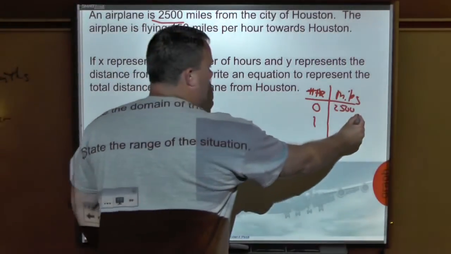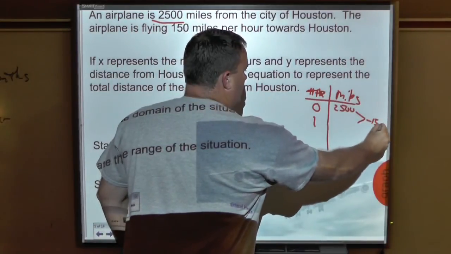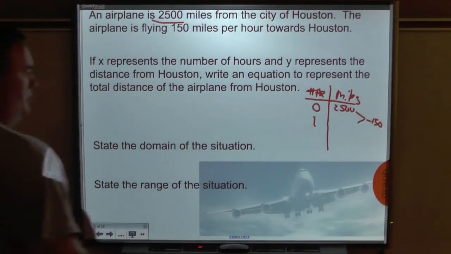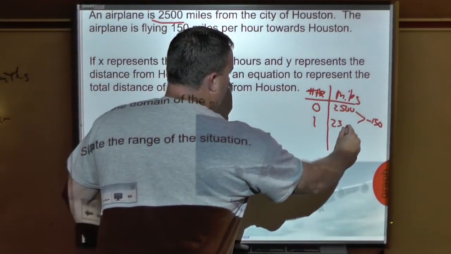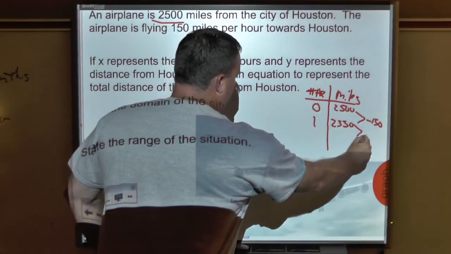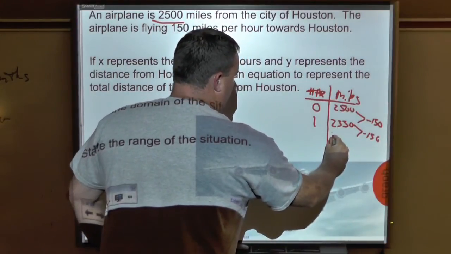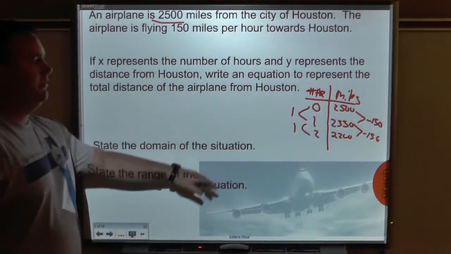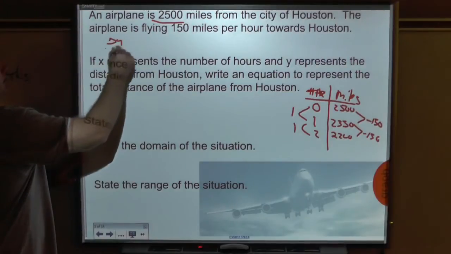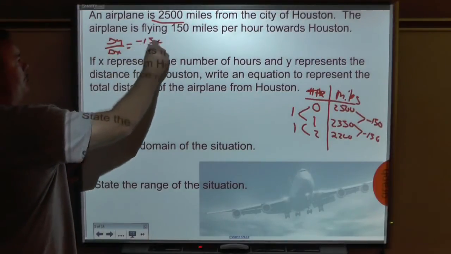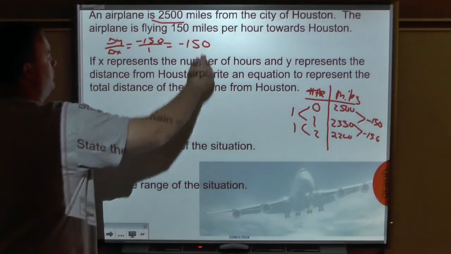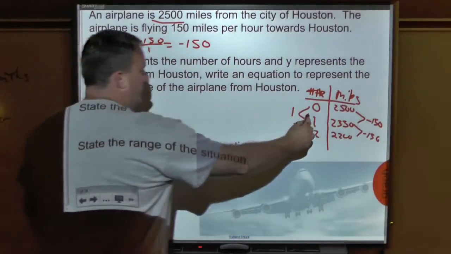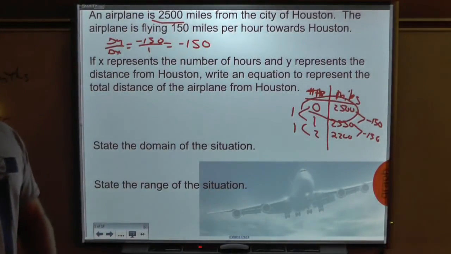So if you're going to look for your rate of change, you want that to be negative 150 because you want to get closer to home. Which again would put you at 2,350. You can keep going like this to get to 0. You can get your rate of change from this: change in y over change in x, negative 150 over 1, negative 150. So that's your value m. The initial value b is where you started, 2,500.